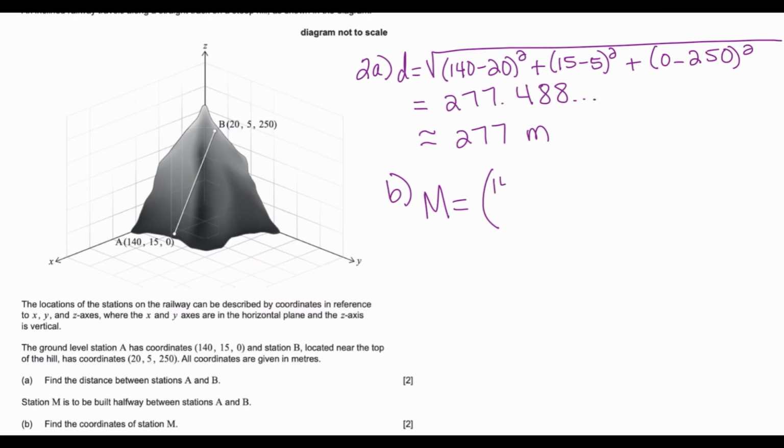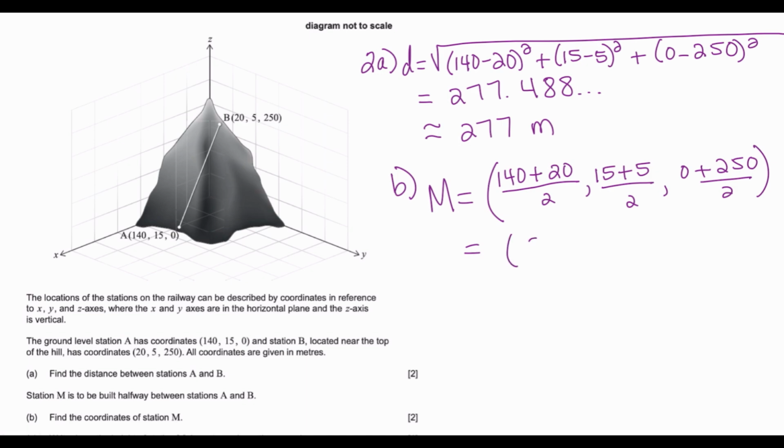So in the problem, we're going to write 140 plus 20 divided by 2, comma, 15 plus 5 divided by 2, comma, 0 plus 250 divided by 2. You can use your calculator to get 140 plus 20 is 160. 160 divided by 2 is 80. 15 plus 5 is 20 divided by 2 is 10. 0 plus 250 is 250 divided by 2 is 125. And then here is your answer.